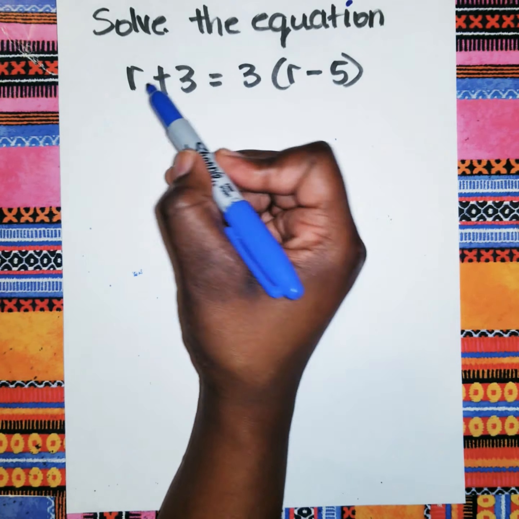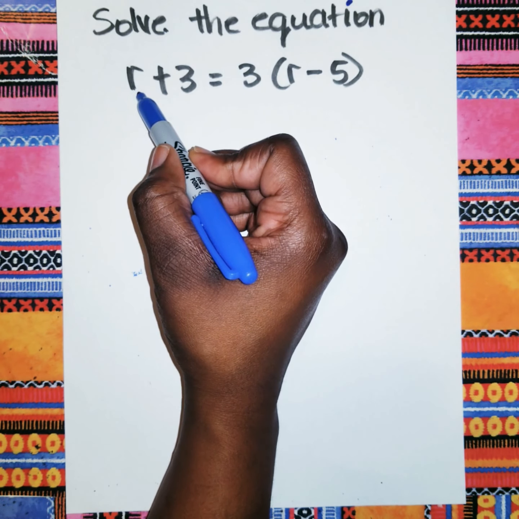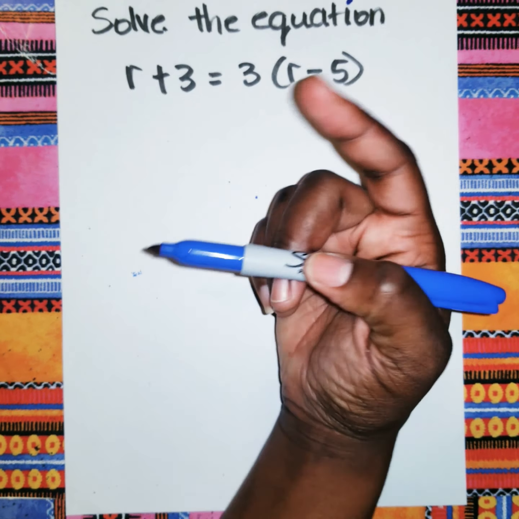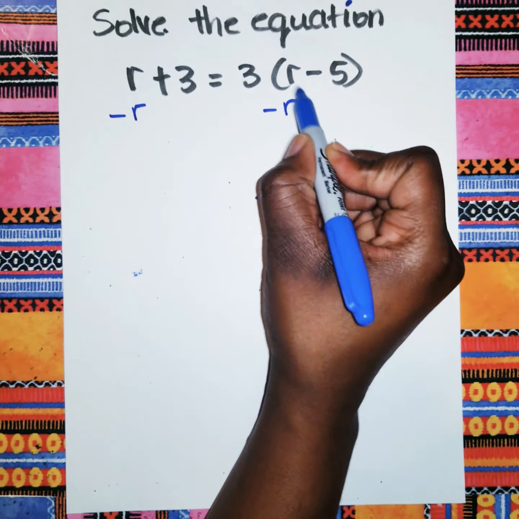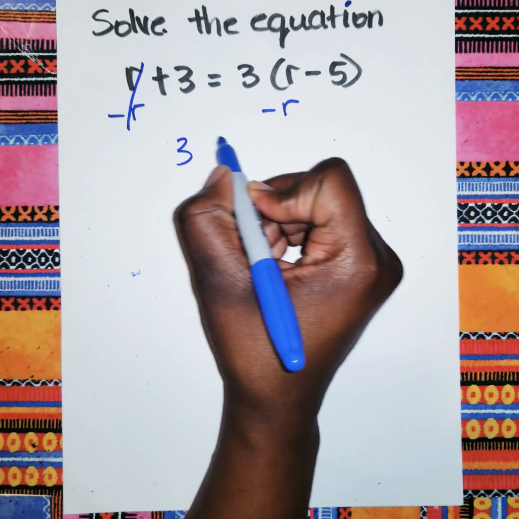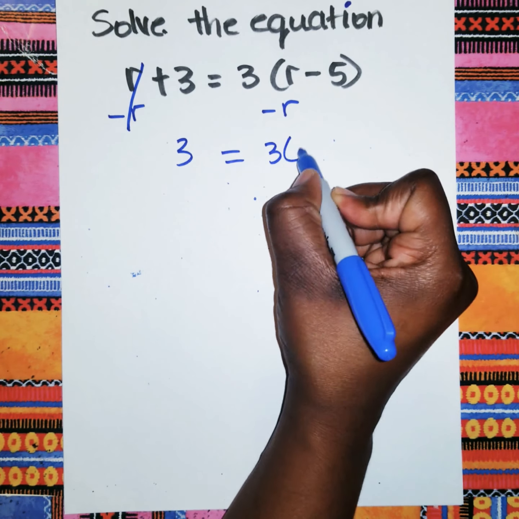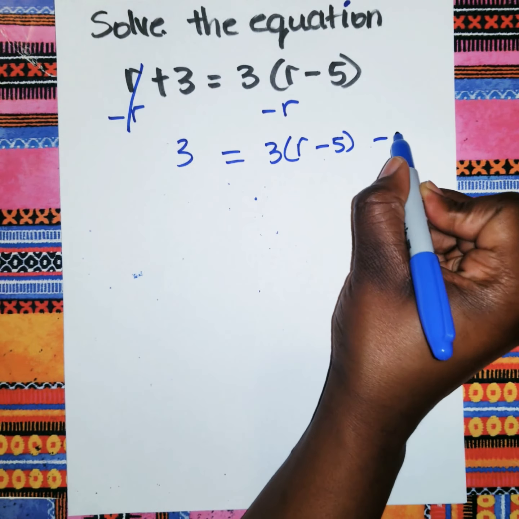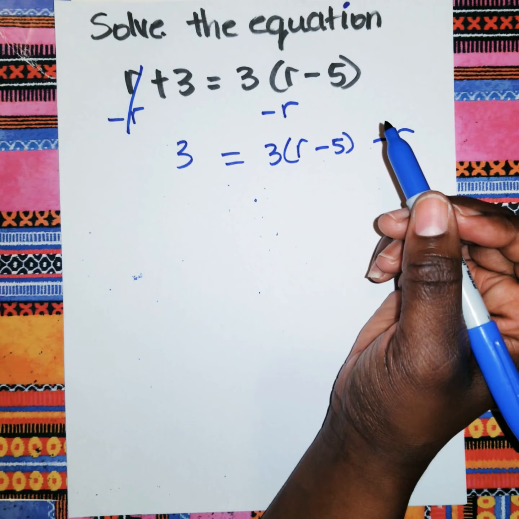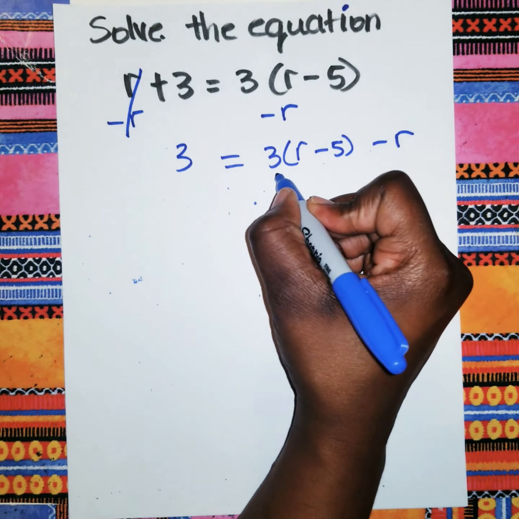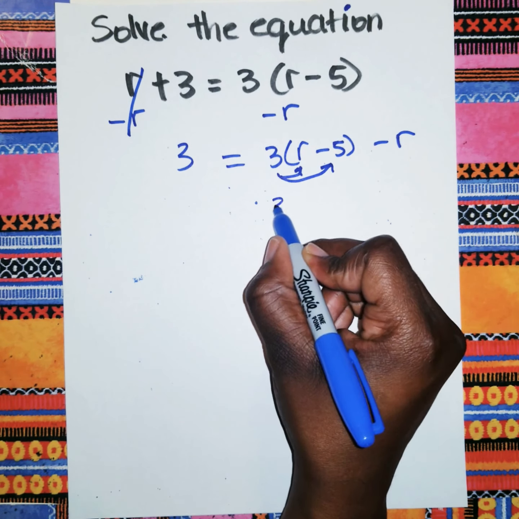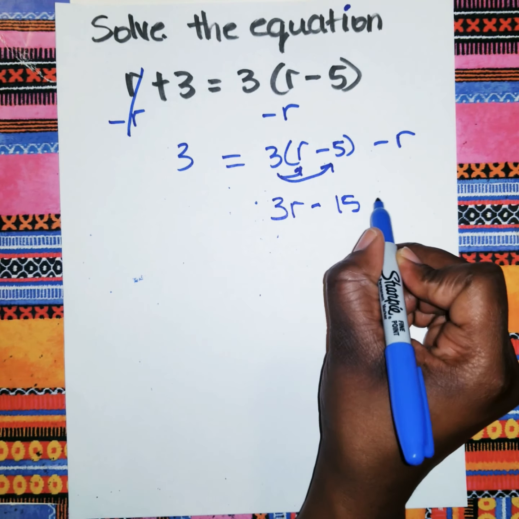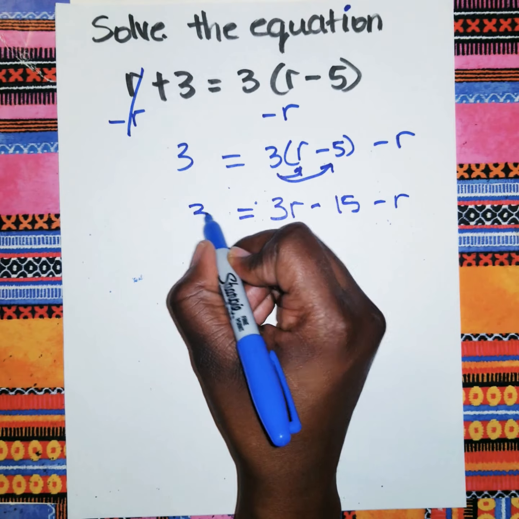But if you want to, you could get rid of this r from this side. As I showed you earlier, you carry out the opposite operation at all times. So I'm going to subtract r from both sides here. So that cancels. So 3 is equal to 3 times r minus 5, subtract r. From here, I'm going to do the parentheses or the brackets. So it's 3 times r and 3 times a negative 5. So that's 3r minus 15 minus r is equal to 3.